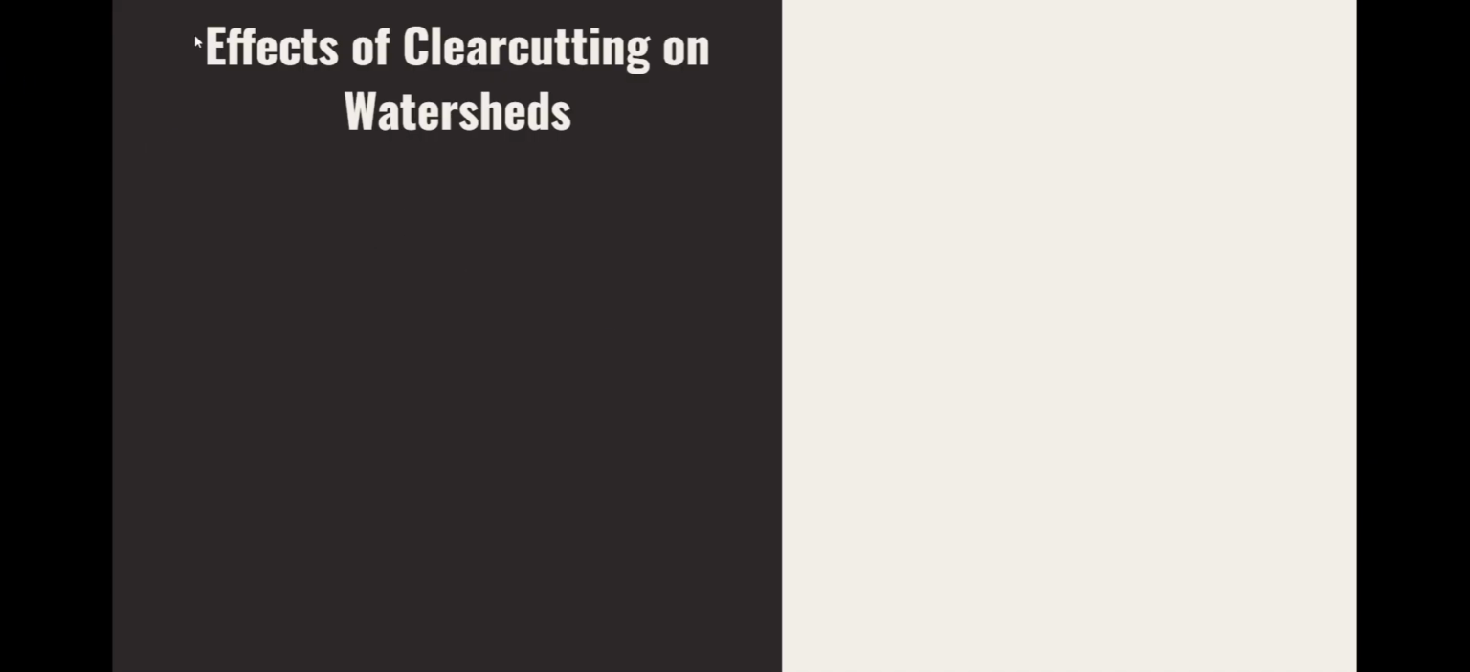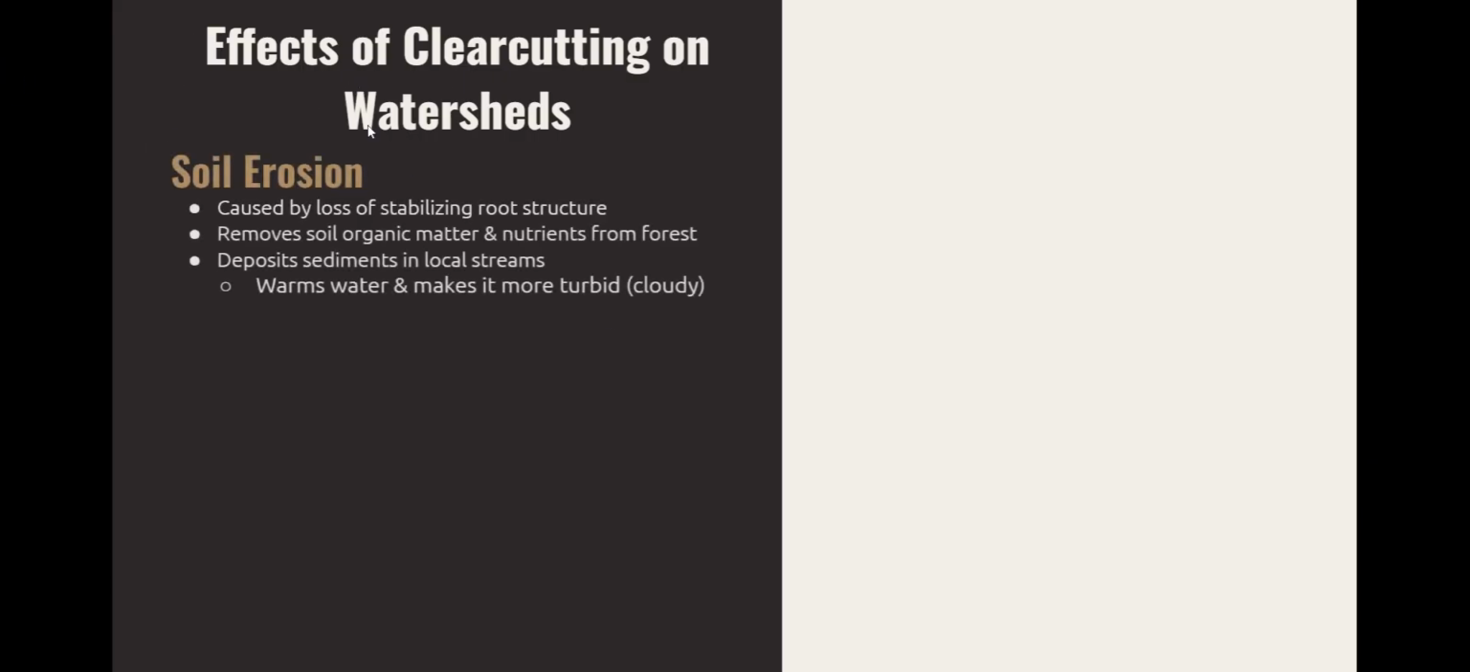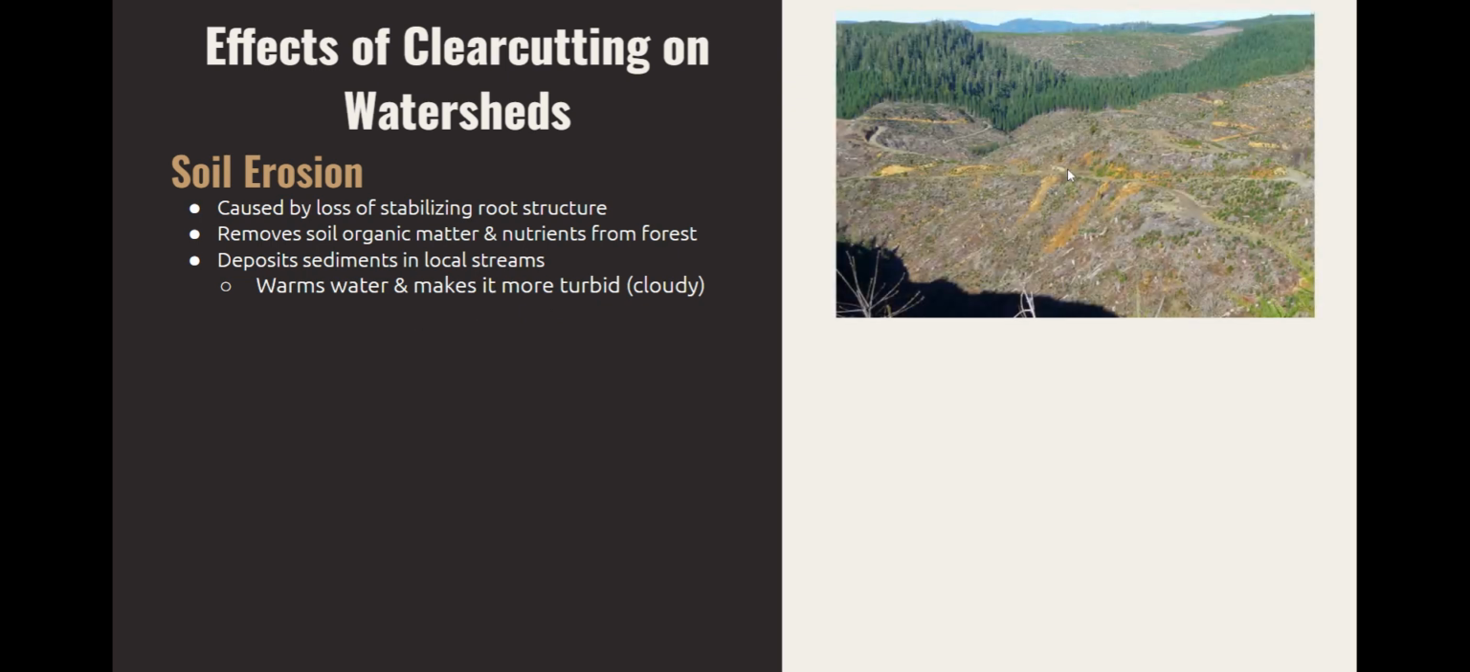Here's some fish. Okay, so effects of clear cutting on watersheds. Soil erosion caused by loss of stabilizing root structures removes soil organic matter and nutrients from the forest, and it deposits sediments in local streams because of the runoff. It warms water and makes it more turbid, cloudy.